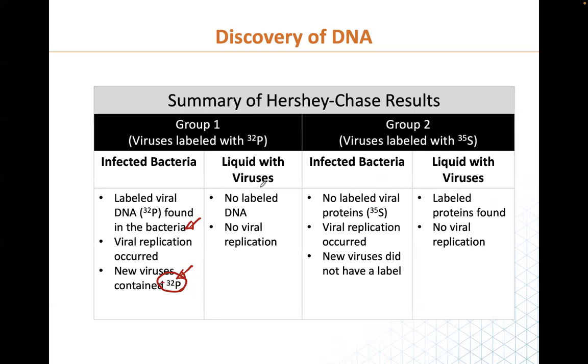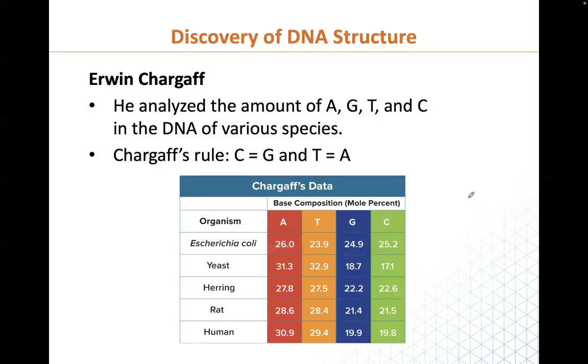In the liquid with the virus, there was no labeled DNA, and there was no viral replication. But as for group 2, in the infected bacteria, there was no labeled viral protein, there was viral replication, and the new viruses did not have a label too. But in the liquid, the labeled protein was found and there was no replication.